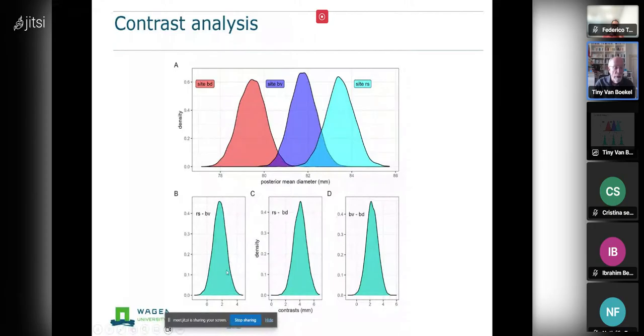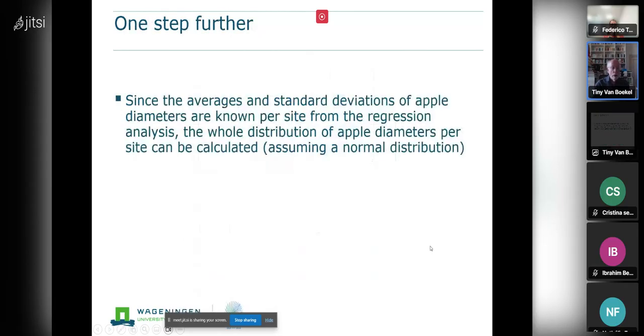If you then look at the difference in means, you see that they are indeed different from zero. Zero is, in this case, a little bit in the posterior distribution, but on average, the difference is much higher. Not much, but it is higher. And the same goes for the other sites. So this way you have a quantitative insight in how big the differences are between the means. And these are the contrasts.